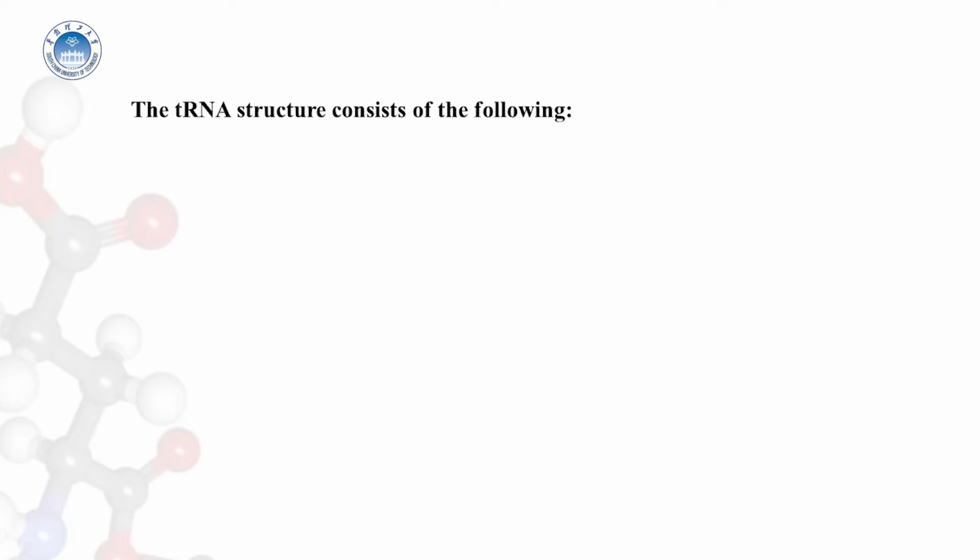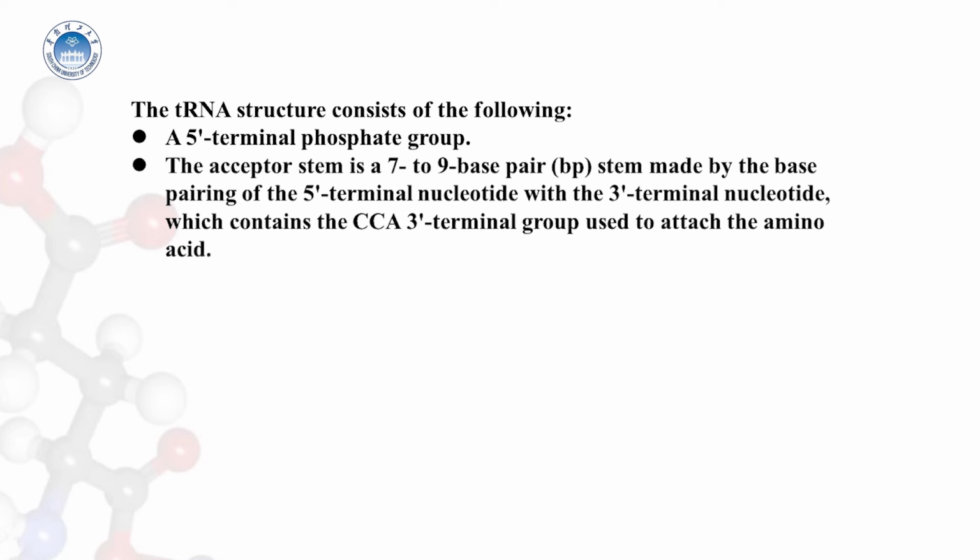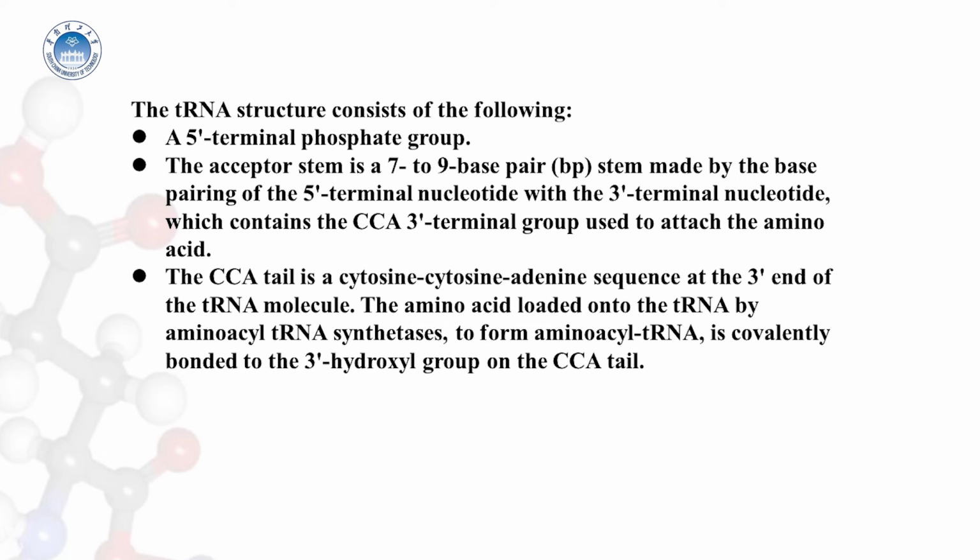The tRNA structure consists of the following. The acceptor stem is a 7 to 9 base pair stem made by the base pairing of the 5' terminal nucleotides with the 3' terminal nucleotides, which contains the CCA 3' terminal group used to attach the amino acid. In general, such 3' terminal tRNA-like structures are referred to as genomic tags. The CCA tail is a cytosine-cytosine-adenine sequence at the 3' end of the tRNA molecule.